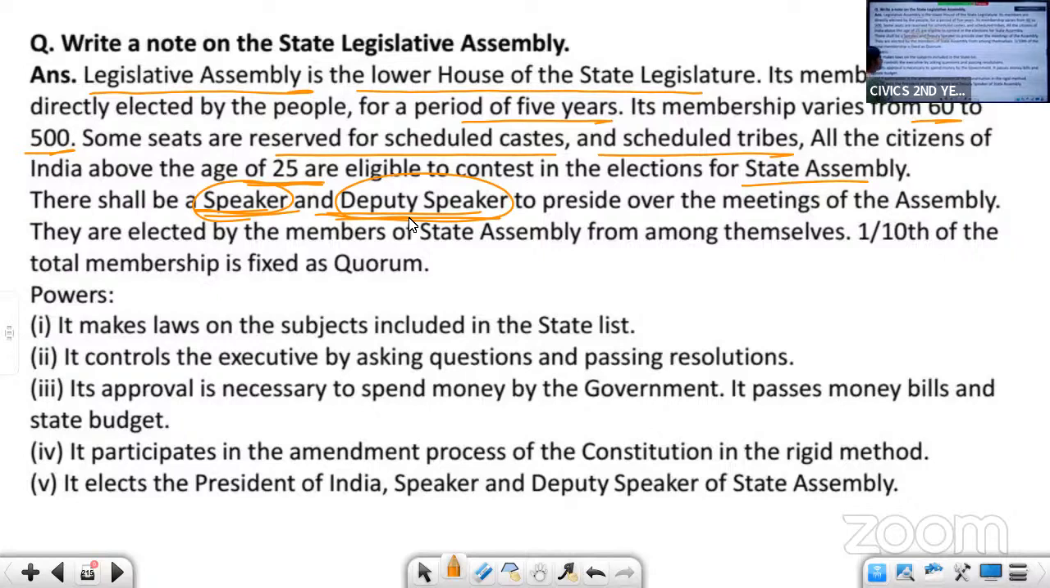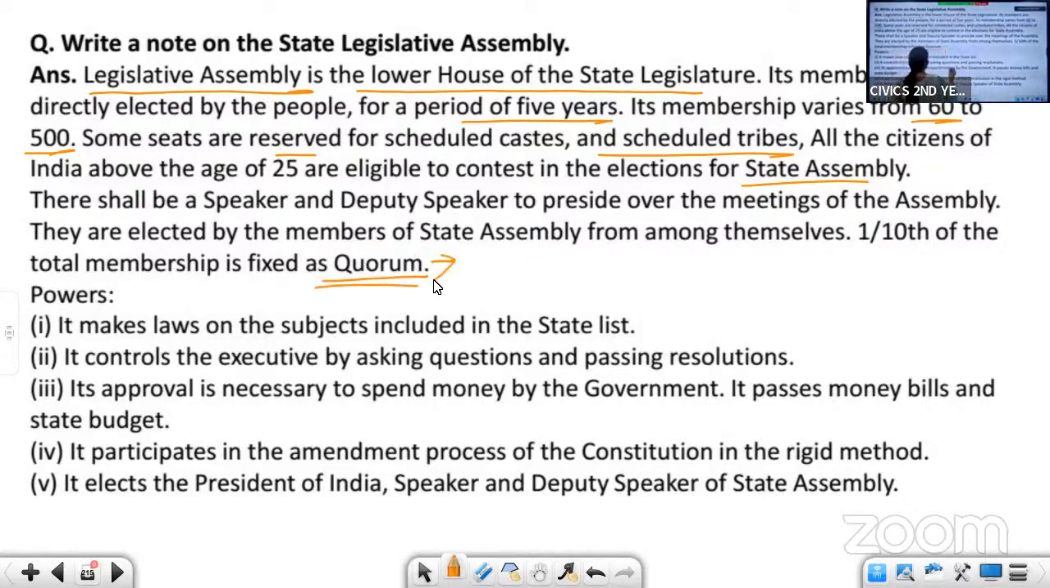So now, next, they will decide the meetings of the assembly. To conduct the meetings, quorum is required. To conduct any meeting, quorum is required. So, what is quorum? If this is a new term, a new word for all of you, quorum.